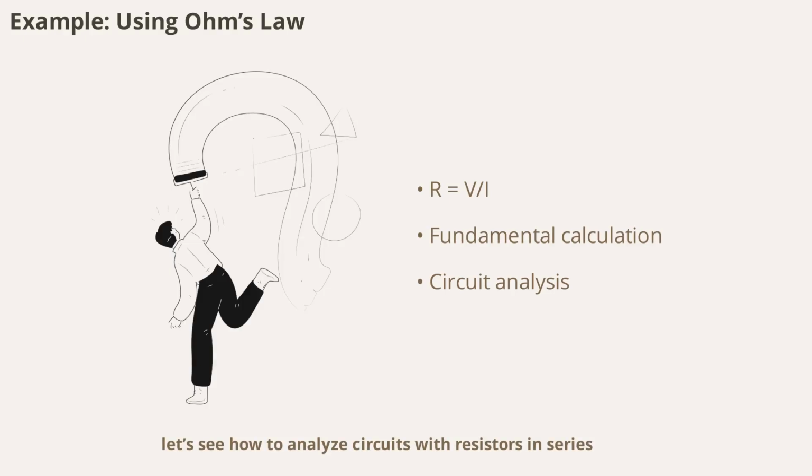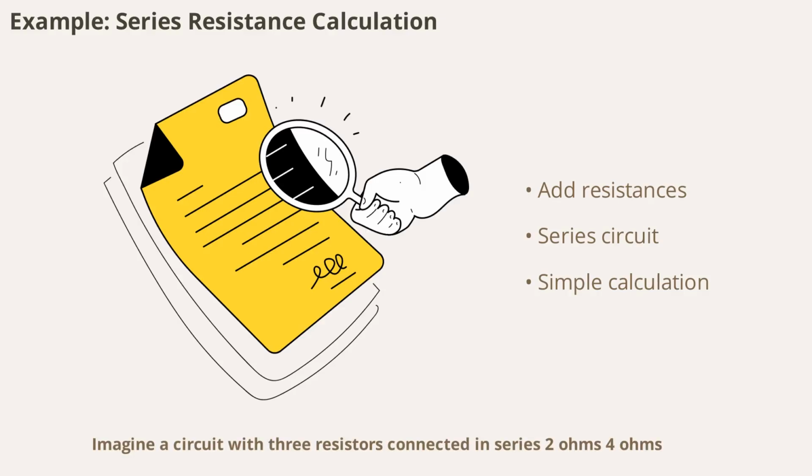Next, let's see how to analyze circuits with resistors in series. Imagine a circuit with 3 resistors connected in series: 2 ohms, 4 ohms, and 6 ohms. The total resistance is simply the sum, 2 plus 4 plus 6 equals 12 ohms. This straightforward method makes it easy to analyze series circuits and predict how they will behave. Knowing how to combine resistances is essential for building and understanding more complex circuits.